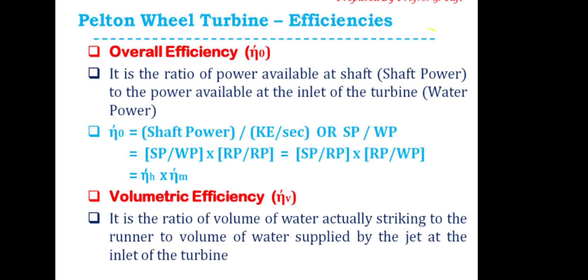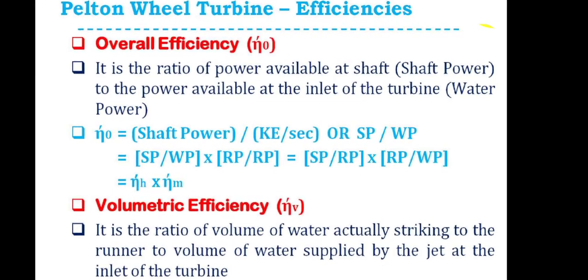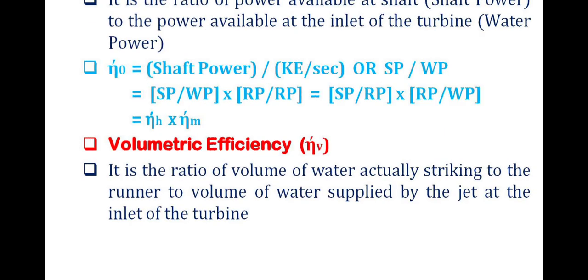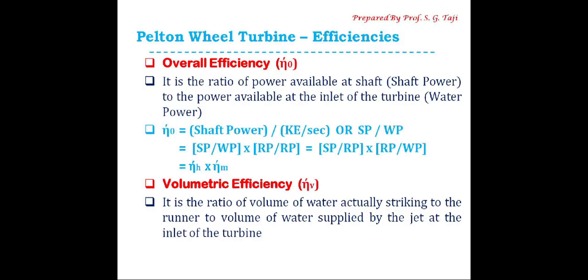Overall efficiency is the ratio of power available at shaft, that is shaft power, to the power available at the inlet of the turbine, that is water power. So overall efficiency eta O is nothing but Sp upon Wp, multiplied by Rp by Rp, that is Sp by Rp multiplied by Rp by Wp, which is nothing but hydraulic efficiency multiplied by mechanical efficiency. Volumetric efficiency eta V is the ratio of volume of water actually striking the runner to the volume of water supplied by the jet at the inlet of the turbine.